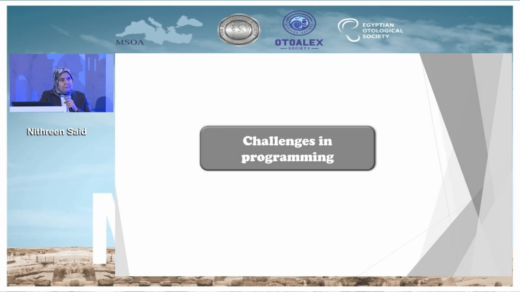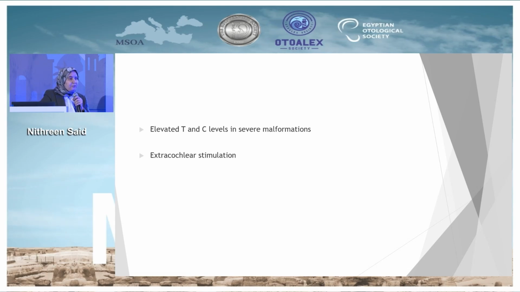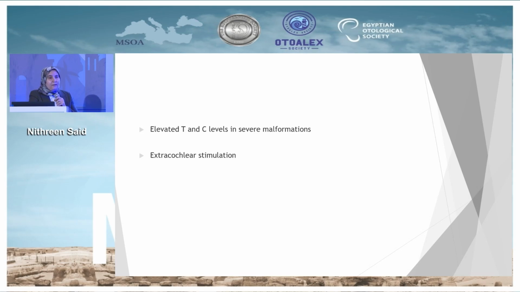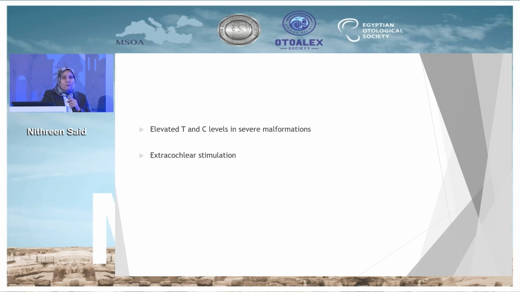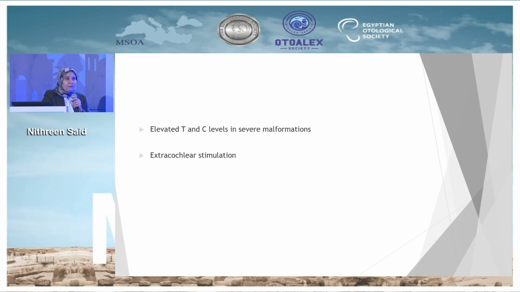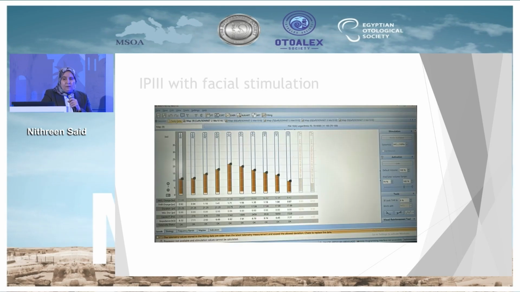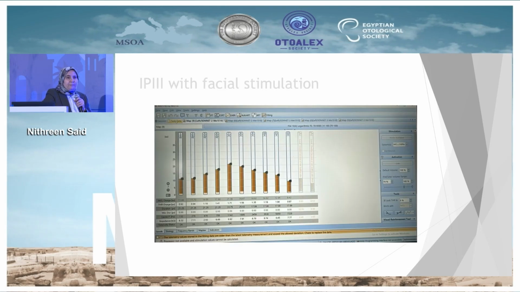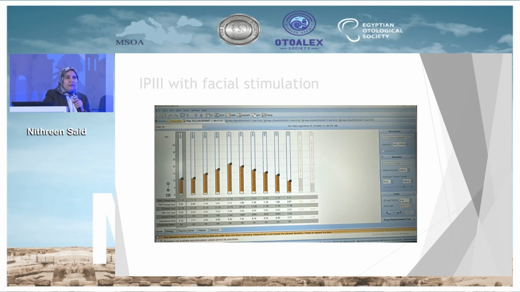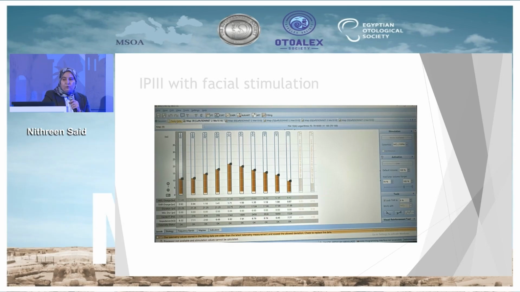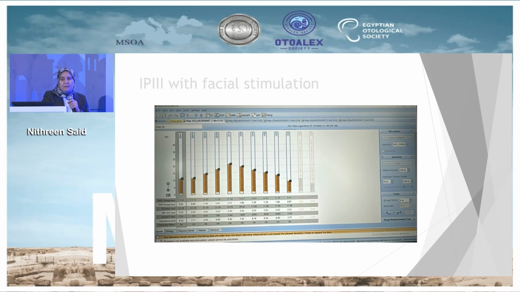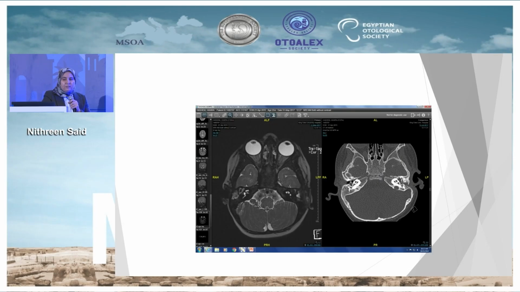Now the challenges in programming. Some of the patients with severe anomalies like the IP1 or IP3 had elevated T levels and a narrow dynamic range. We may also have extracochlear stimulation like facial nerve stimulation, and this was common in IP1 and IP3. This is an example of an IP3 patient with facial nerve stimulation, even at low level, by stimulating any of the electrodes. So we used the triphasic pulse, and this helped to solve the problem of facial stimulation.